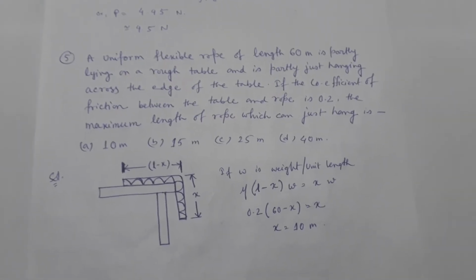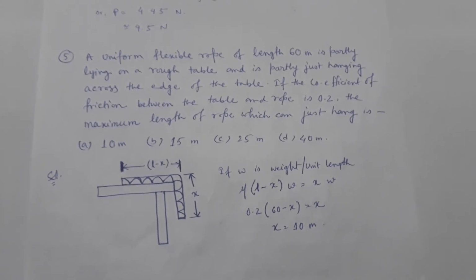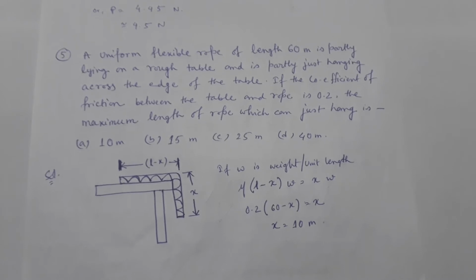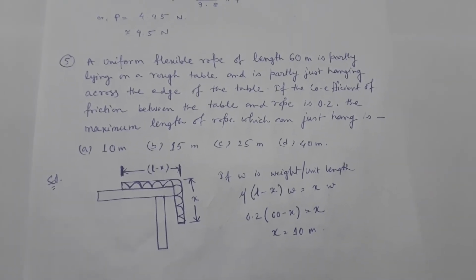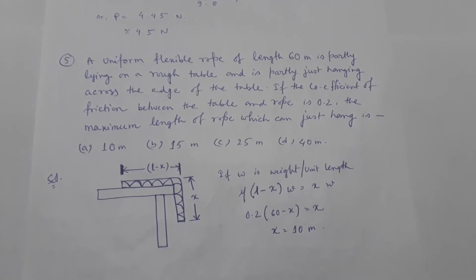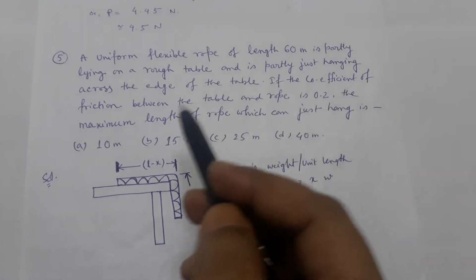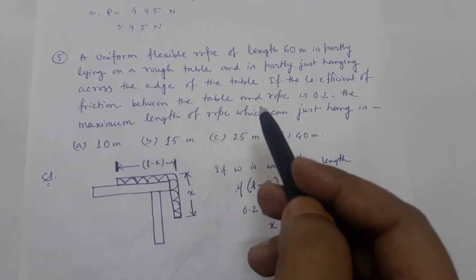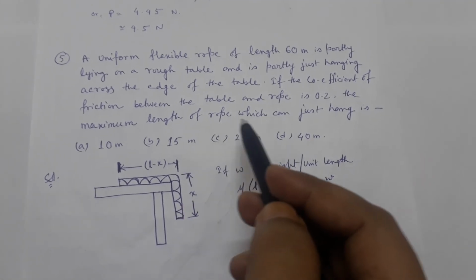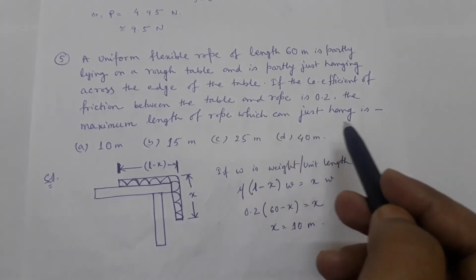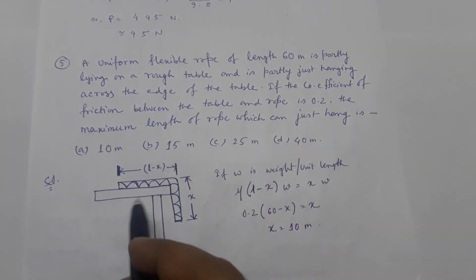This is the fifth problem. A uniform flexible rope of length 60 meter is partly lying on a rough table and partly just hanging across the edge of the table. If the coefficient of friction between the table and rope is 0.2, the maximum length of rope which can just hang is. These are the four options. This is a very common problem.